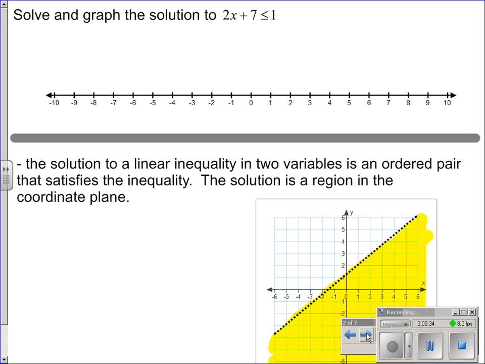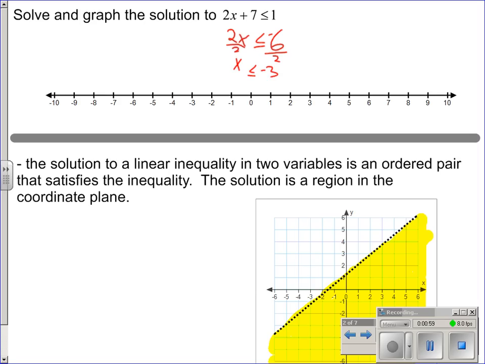Just as a kind of lead-in, the name of the section was linear inequalities with two variables. So let's just talk about one variable. Up here at the top, if we wanted to solve this inequality, just solve it like normal. We're going to subtract 7 from both sides, giving us a -6. Divide both sides by a +2. We get x values less than or equal to -3.